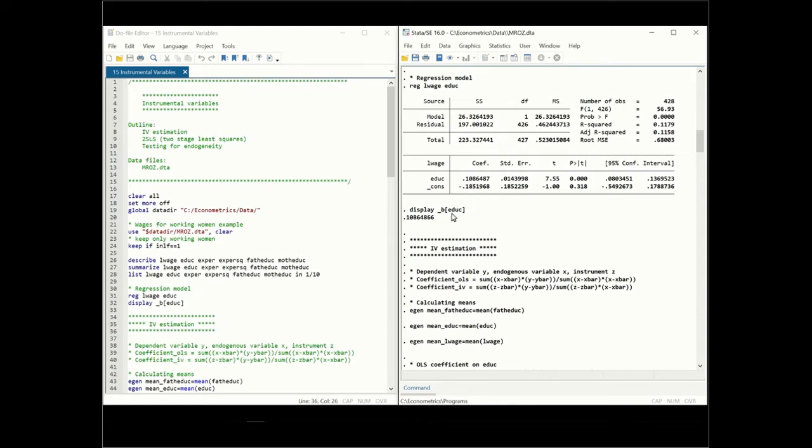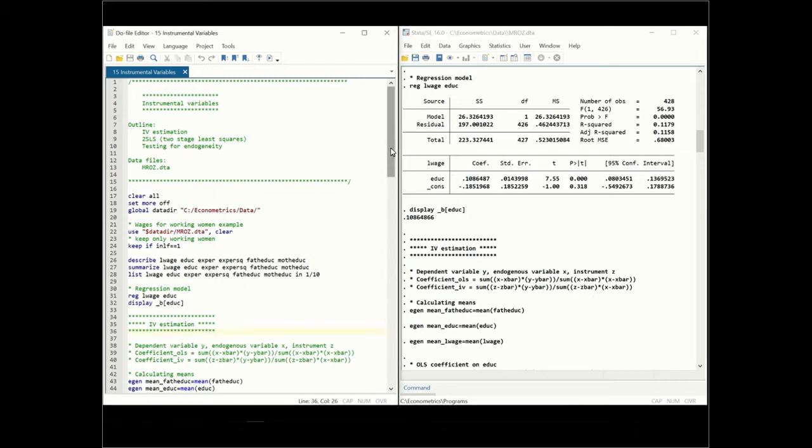Here, if we want to just display this OLS coefficient, we see that this is basically the same coefficient. And another thing to notice here is that we have a coefficient that is actually significantly different from 0. So again, this is the OLS estimation of this regression model.